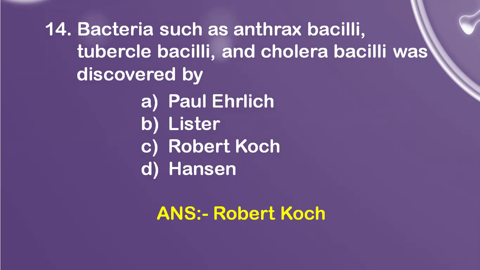So Robert Koch discovered anthrax bacilli, that is Bacillus anthracis, in the year 1876. And he discovered tubercle bacilli, that is Mycobacterium tuberculosis, in the year 1882. And he discovered cholera, that is Vibrio cholerae, in the year 1883.